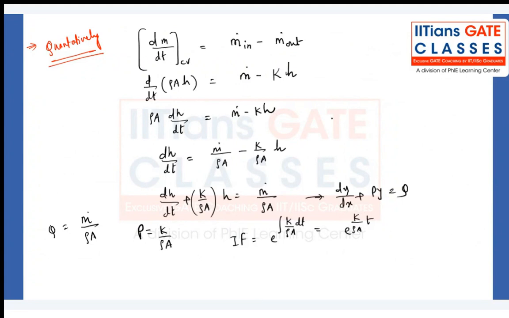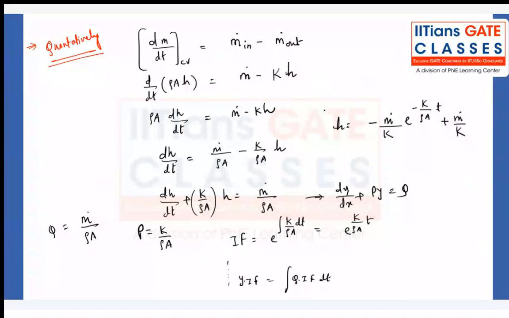Now after putting that and solving it, you will get H. I am not solving the further equation. Y into integrating factor equals integral of Q into integrating factor into dt. You will get H equal to minus mass flow rate divided by K e to the power minus K divided by rho A into t plus mass flow rate divided by K. This is the equation you will get.